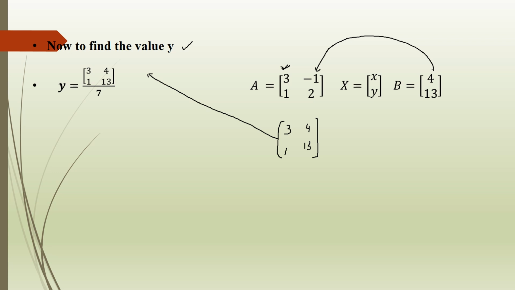So y is equal to the determinant of 3, 4, 1 and 13, divided by the determinant of matrix A, which is 7. So y is equal to, by cross multiplication, 3 multiplied by 13, then we have to put the minus sign, and then 4 multiplied by 1. After solving this, the value of y is equal to 5. So 35 divided by 7 is equal to 5. Now dear student, let's move to the next question.